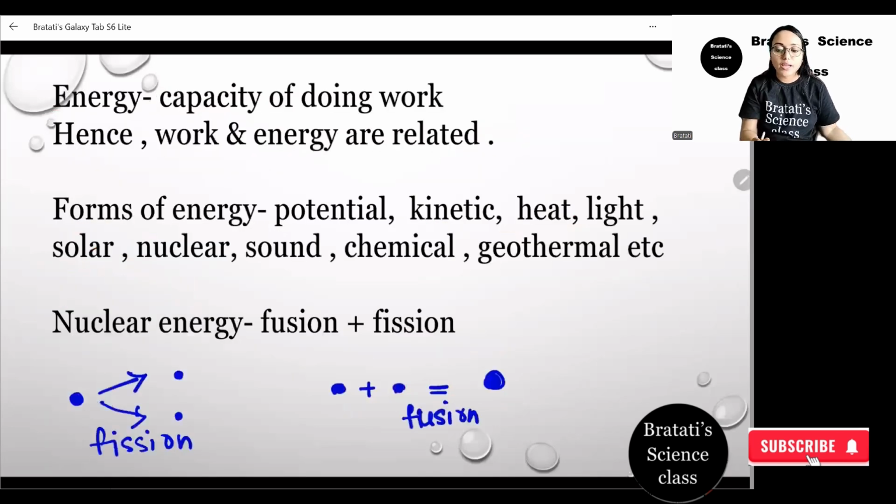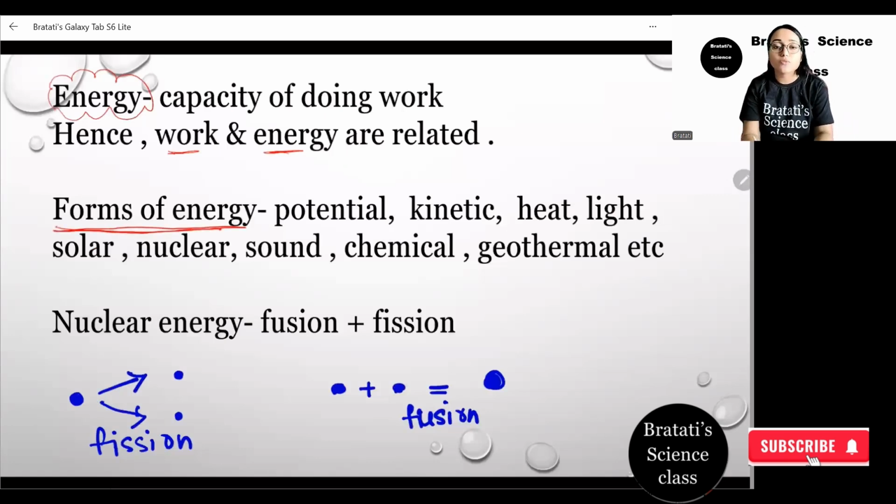Now we are moving to energy. What is energy? Energy is the capacity of doing work. So with this, we can understand that energy and work are interrelated. That is, work and energy are related to each other.